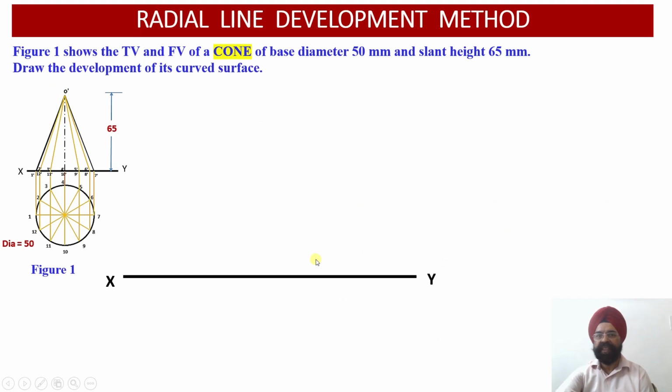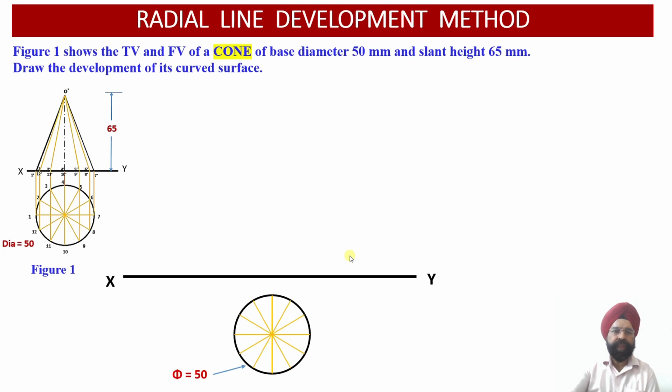Last one, that is radial line development for a cone over there. Here we have a cone and we are required to draw the development of the curved surface of this cone. Now we are given that the diameter of the cone happens to be 50 millimeter and the axis height of the cone happens to be 65 millimeter. So let us start working on the projections of the cone first of all. Then we will be starting with the development of the curved surface of the cone.